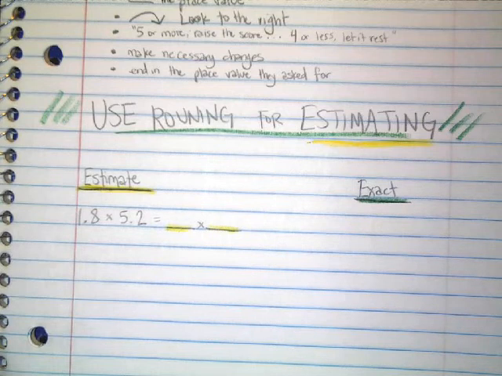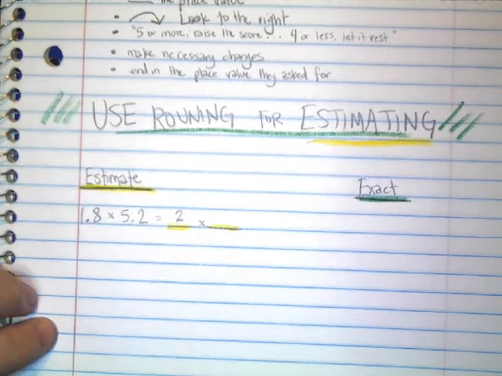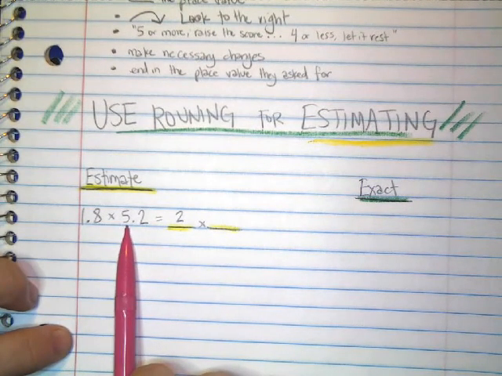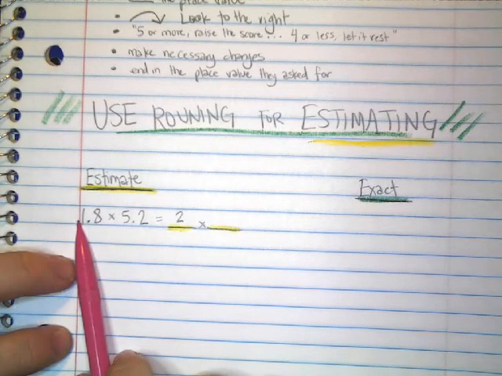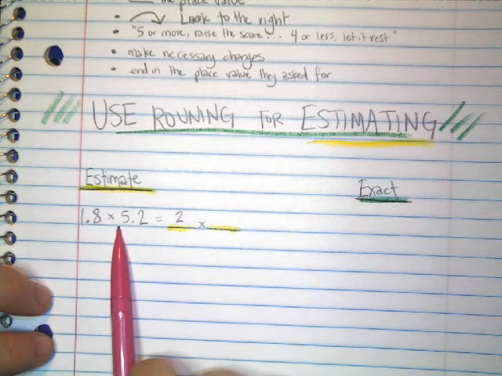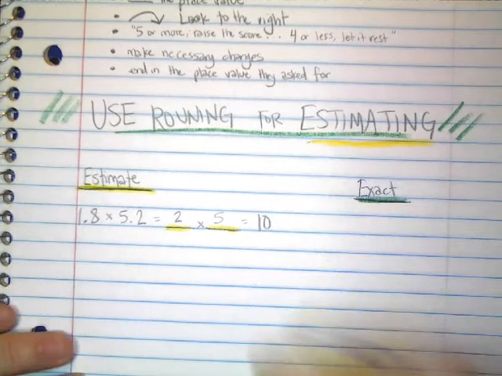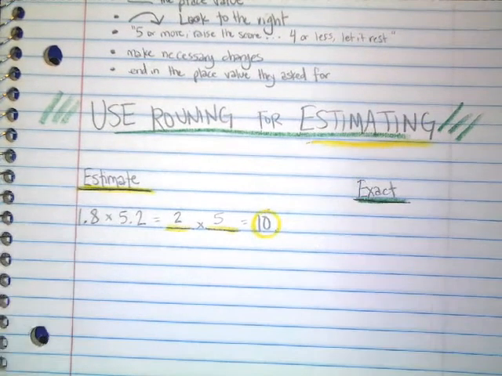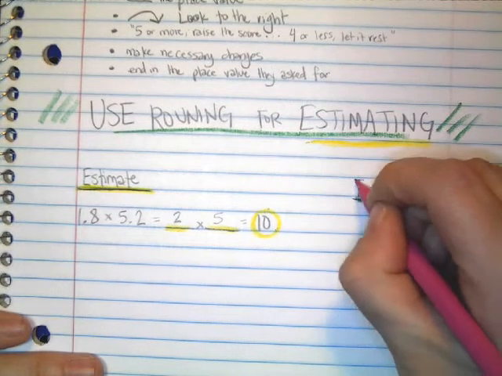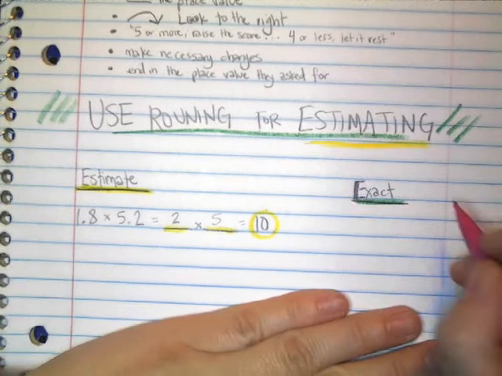What is 1.8 really close to? It's either closer to 1 or closer to 2. Closer to 2. And what is 5.2 really close to? Think about whole numbers. It's either closer to 5 or closer to 6. You always say the first number and then the next number up. It's closer to 5. So my estimate should be 10. When I get my exact answer, it should be really close to what? To 10. Let's find the exact answer.